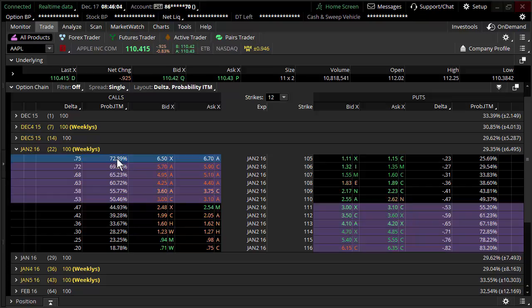Again, it's really a misinterpretation, because people think they're going to make money just because it says 73%. Again, quite the contrary. You find out that your probability isn't that good.